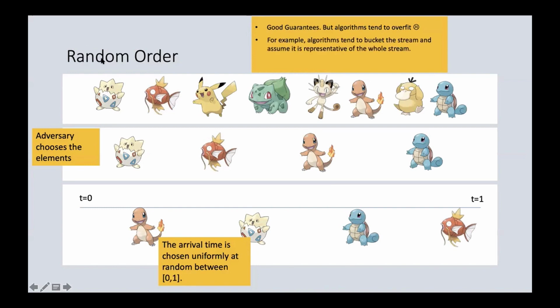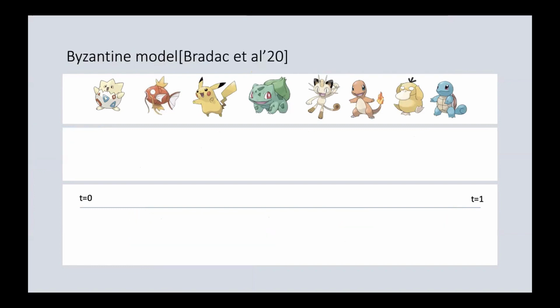For example, algorithms tend to bucket the stream, and then they assume that these buckets are representative of the whole stream. And therefore, even when the streams are perturbed very slightly, the algorithms do not work as they should. To prevent overfitting for the secretary problem, Bradac and others very recently introduced what they call the Byzantine model.